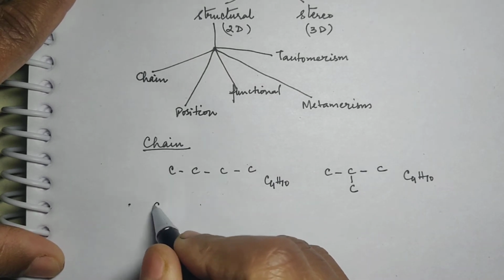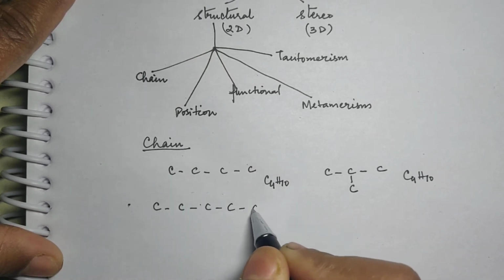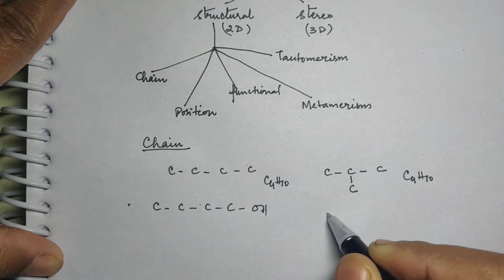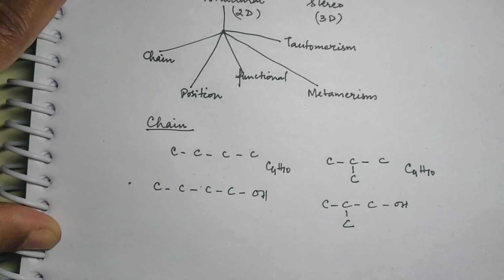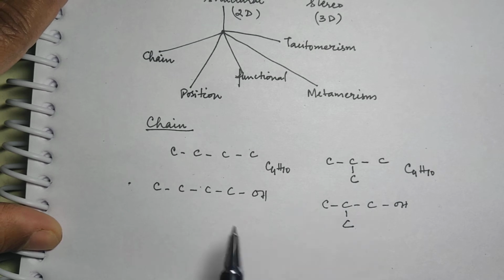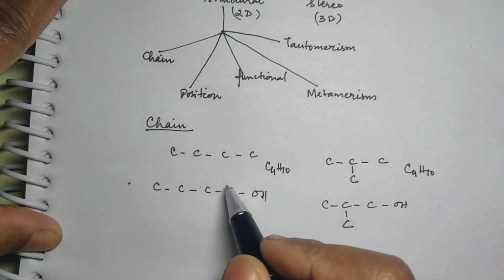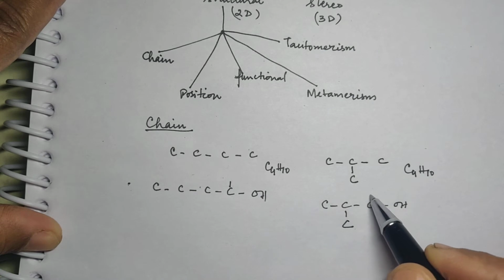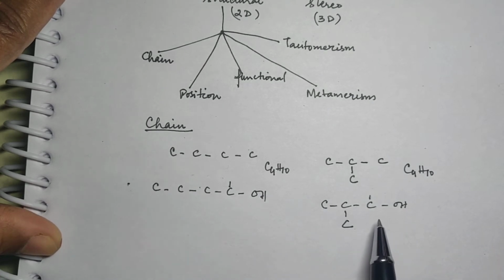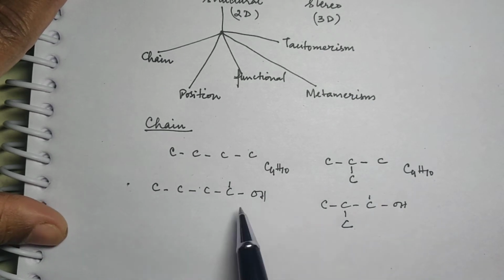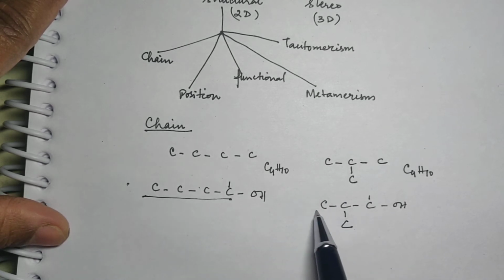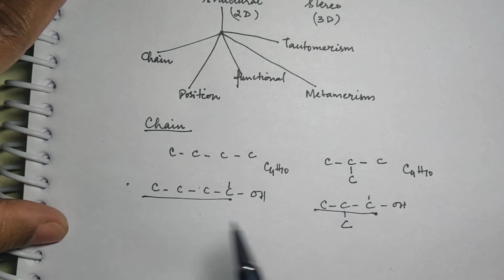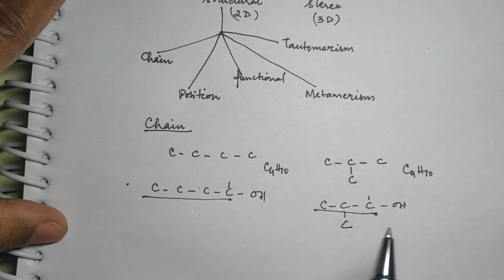Now say for example if I give you OH, now again only the chain length is differing and the position of OH is remaining the same. Here also it is attached to first carbon. Here also it is attached to first carbon. Okay. So there is no difference in the position of the functional group. The difference lies only in the carbon chain. It's a 4 carbon chain. This is a 3 carbon chain. Okay. So again these two are also called as chain isomers only.